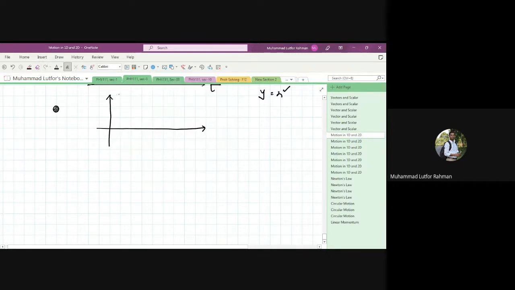So this is a_y, and this is the time t. Then I can say this will be my acceleration, which is minus 9.8, and it will remain the same. It's constant, right? What about the velocity versus time graph?